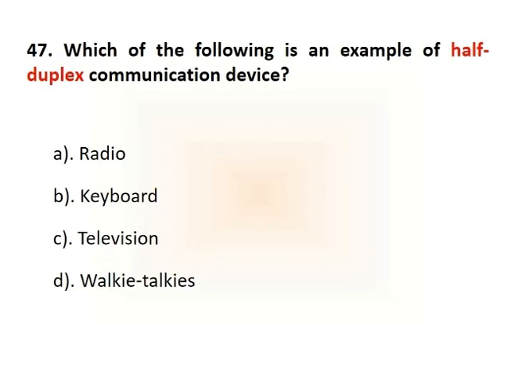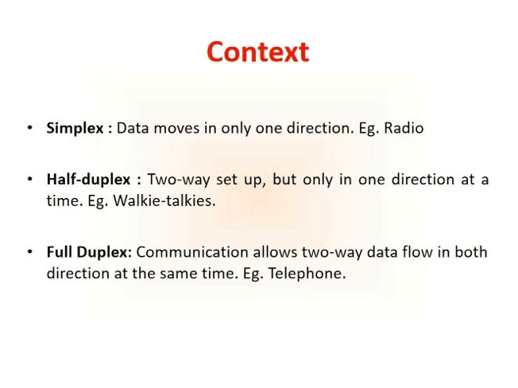Which of the following is an example of a half-duplex communication device? D, walkie-talkies. For simplex communication, data moves in only one direction, for example radio, and half-duplex is a two-way setup but only in one direction at a time, for example walkie-talkie, and full duplex communication allows two-way data flow in both directions at the same time, for example telephone.